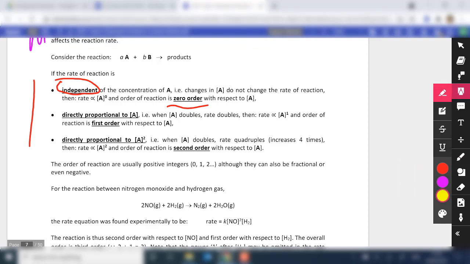So next, first order is the most common. So what exactly is first order? That means the rate of reaction is directly proportional to the concentration of A. So that's first order kinetics.